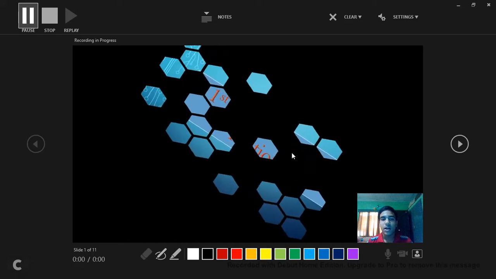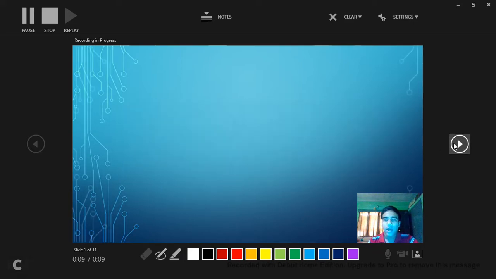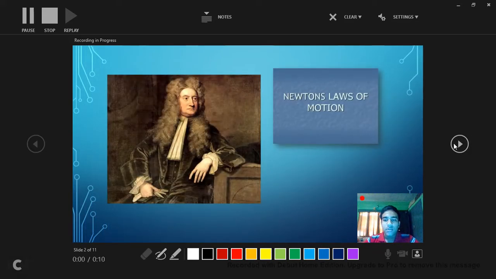Today we are going to learn a topic of physics, the first and second law of motion. We all know about motion. There are three laws of motion. So let us start.